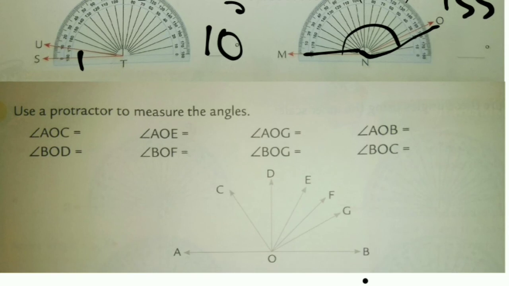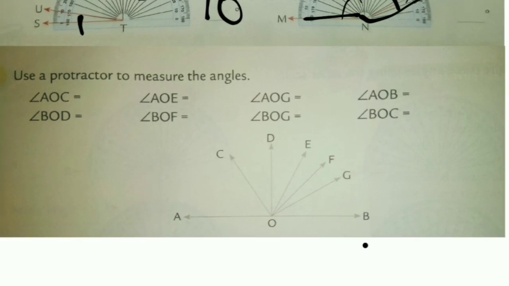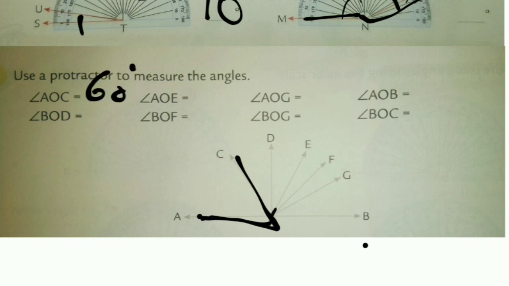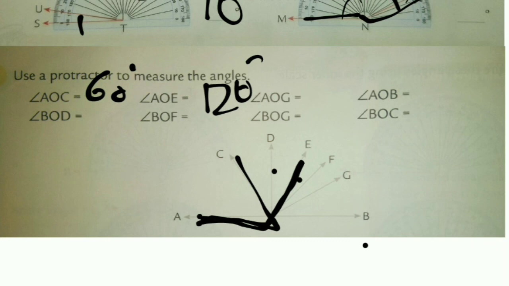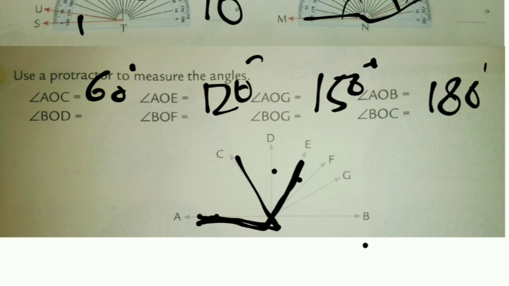Use a protractor to measure the angle ABC. ABC, we have to use the protractor and measure the angle. See, AOC. We can make the angle. We can use the protractor and we can find the angle AOE. This one AOE is 90 plus 30, 120 degree. Angle AOG, this is 120, this is 150. Then AOB, AOB is 180 degree.